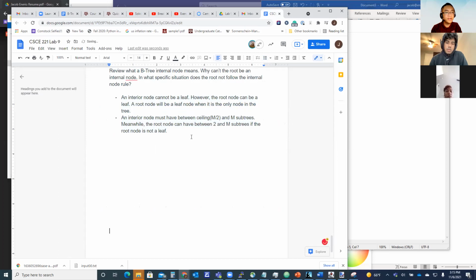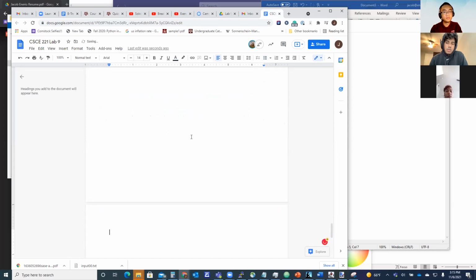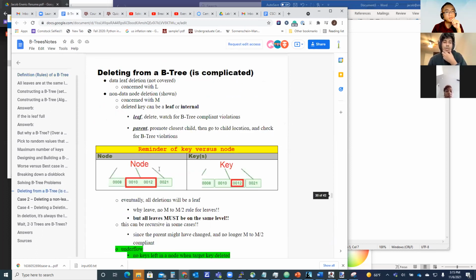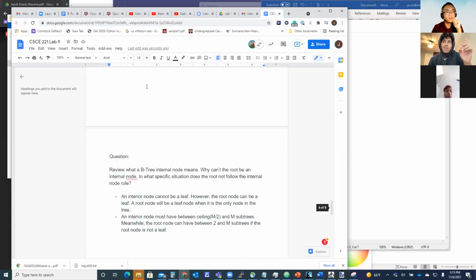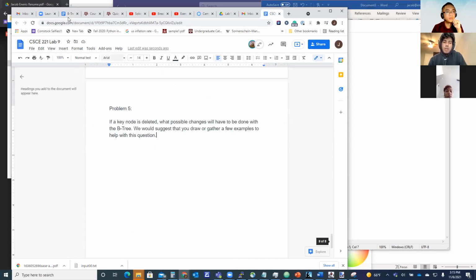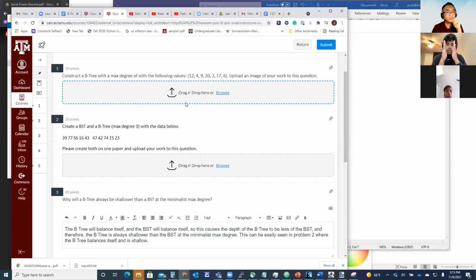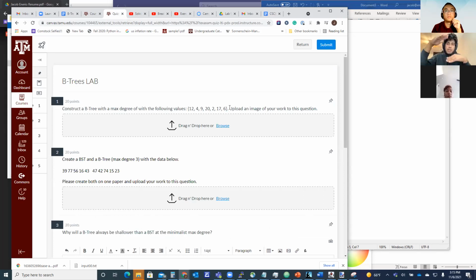In problem 5, a key node is deleted. What possible changes will have to be done within the B tree? Oh yeah, that's at the very end. Wait, real quick. When he asked us to draw the B trees earlier, did he want us to draw it like the one on the first page or the way we drew it? Because the one on the first page, when it's the hard drive memory, is the vertical stack.